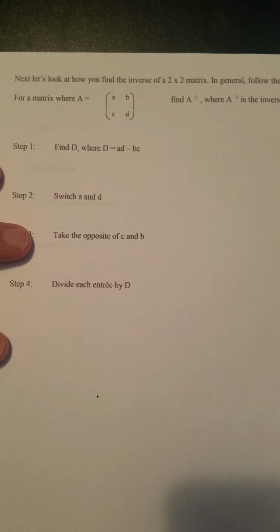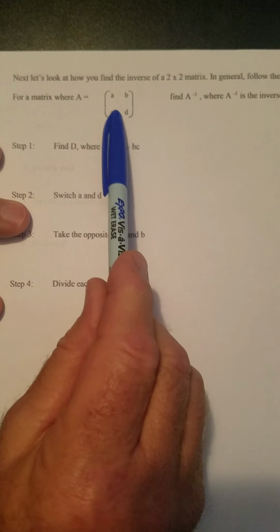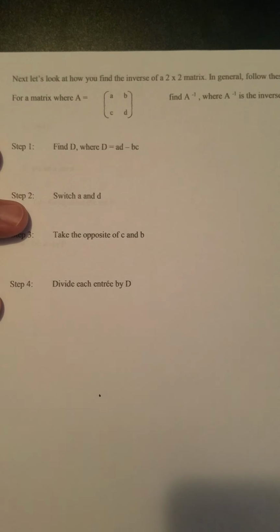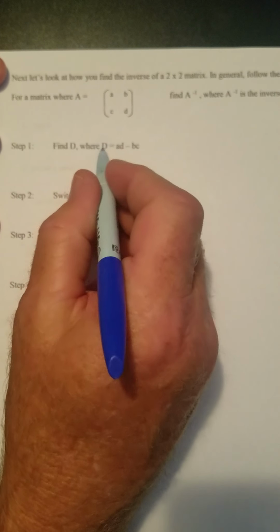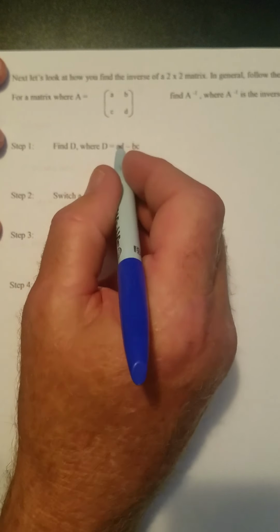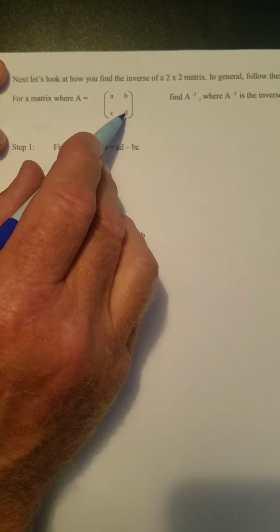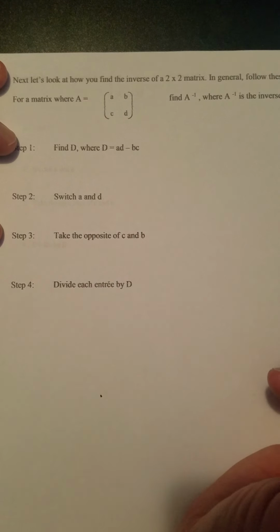Before we get to that step, we need to be able to find the inverse of a matrix. The book does a pretty good job of laying this out. But let's say we had a very generic matrix A, B, C, D, and I wanted to find the inverse of that. Well, there are four steps. First of all, you want to find the determinant, it's a number. To do that, you take A times D, whatever A is, whatever D is, and subtract BC. That's going to give us a number.